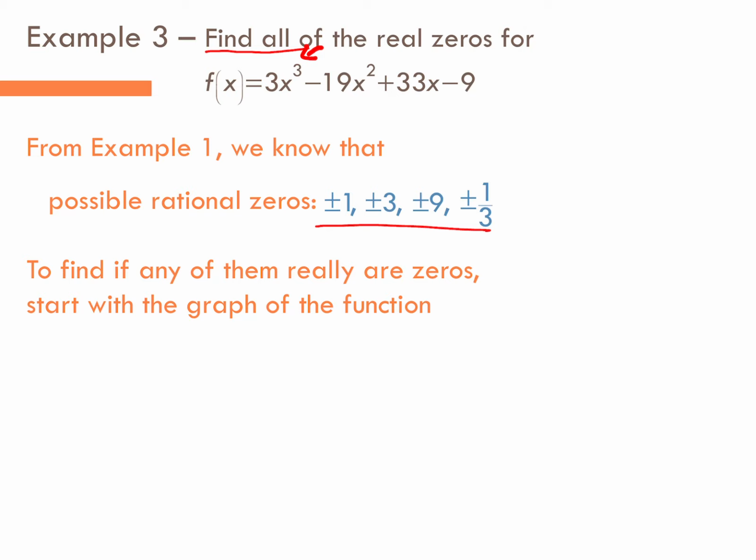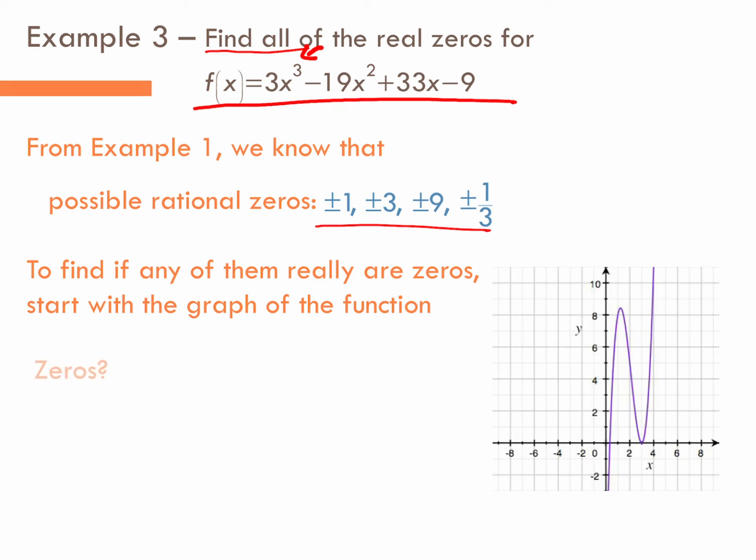So to find out if any of them are really zeros, start by just graphing your function. So in your calculator, do y equals and graph this. Might need to pause for a minute. You should get a graph that looks like this. So remember, zeros are where it crosses the x-axis. So I can tell right away it crosses right here at 3. I know it crosses at 3 because it touches it. It has even multiplicity, which means it occurs twice.